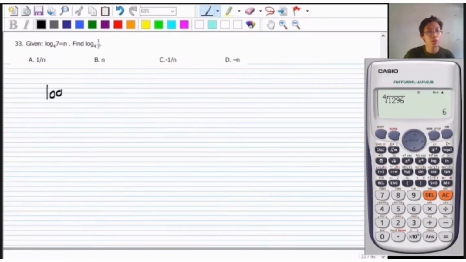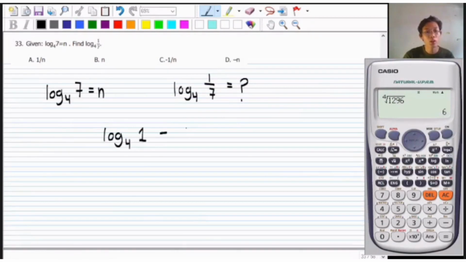Given log of 7 base 4 is equal to n. Hanapin mo daw si log 1 over 7 base 4 yung hinahanap. Okay. So, paano ngayon yan? Gamit ka lang nung property natin ng logarithm. So, anong property ng logarithm natin yan? That is property number 2 in division. Tama? Log of 1 base 4 minus log 7 base 4. Tama?